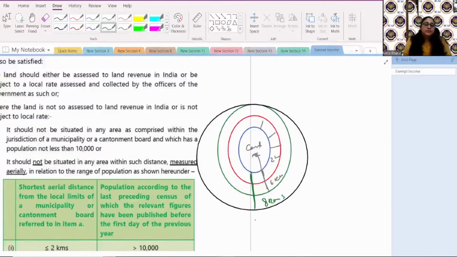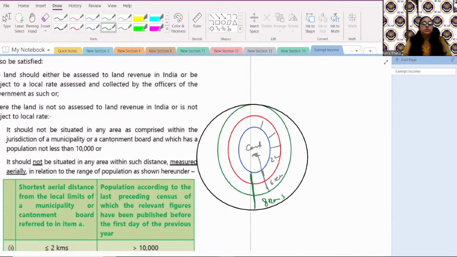So the farm building is coming based on this area. Yes, then the income from that farm building would be agricultural income. If the farm building is not coming from that area, then it would not be an agricultural income. So first you will identify the population, then you will identify the kilometers from the municipality cantonment. If the population and kilometers are matching, and the farm building comes within it, yes, it would be an agricultural income. If the farm building is not coming, it would be a non-agricultural income.